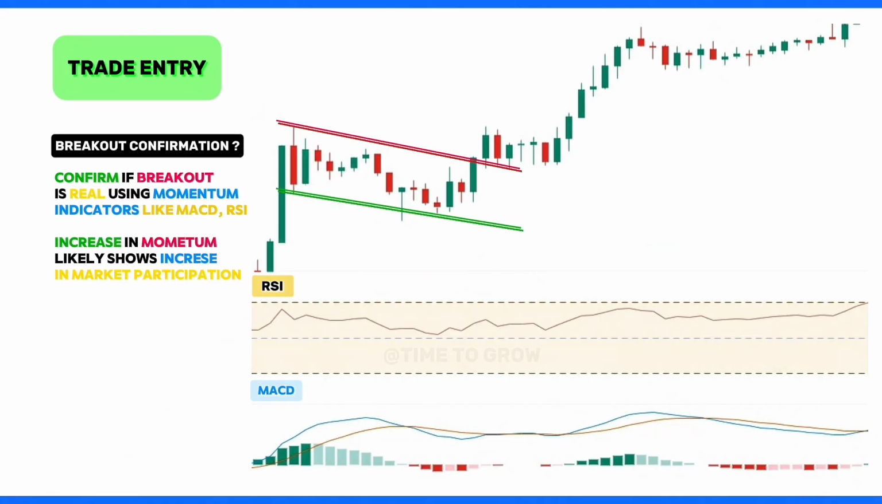Momentum indicators like MACD or RSI can also help you. I've already explained RSI in detail from basics to advanced, and you can check that video by clicking the I button. Using these tools makes it easier to identify real breakouts.